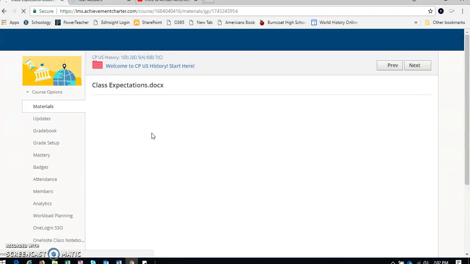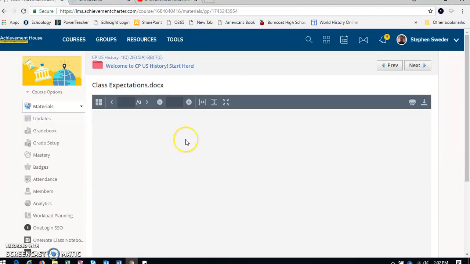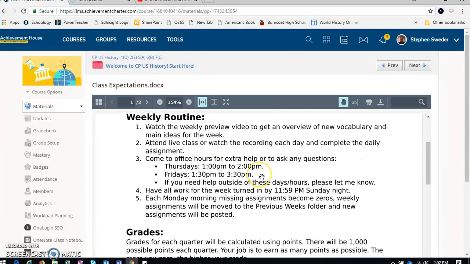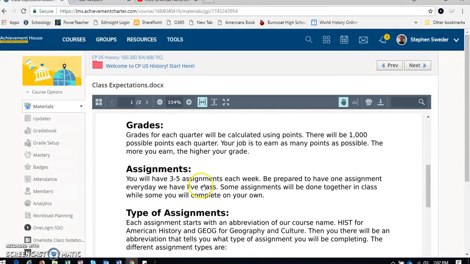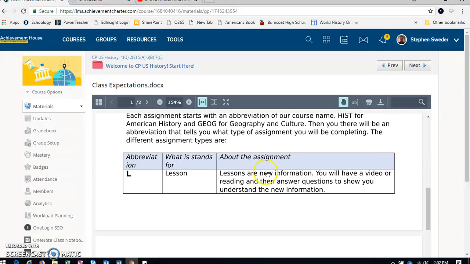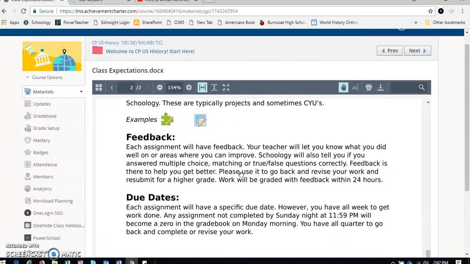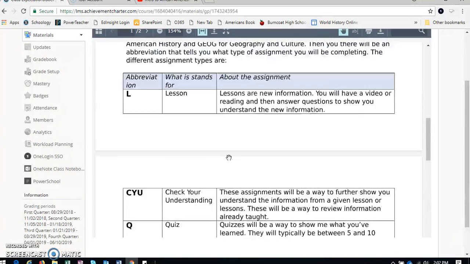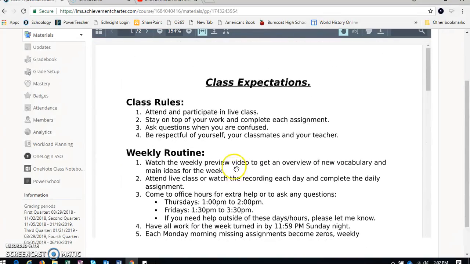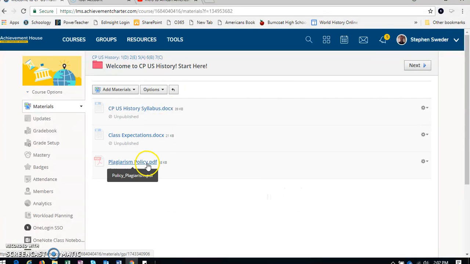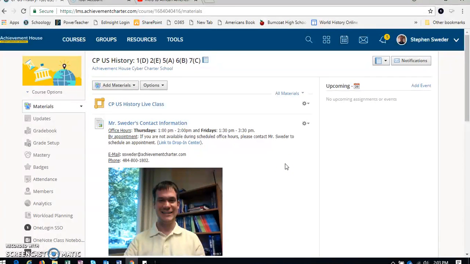Class expectations, you can click on this as well. I won't go through all this with you, but this just kind of gives you an idea about what to expect in the class and things like that. Class rules, weekly routine, again my office hours are here. Grades, assignments, types of assignments. And if you have any questions about any of these, please let me know. Due dates and feedback and all that good stuff. Again, if you'd like me to go over that more in detail, I can certainly do that, but please take a look at that as well. And then also the plagiarism policy, when you get a chance, please take a look at that as well. If you have any questions about the plagiarism policy, again, let me know as well.